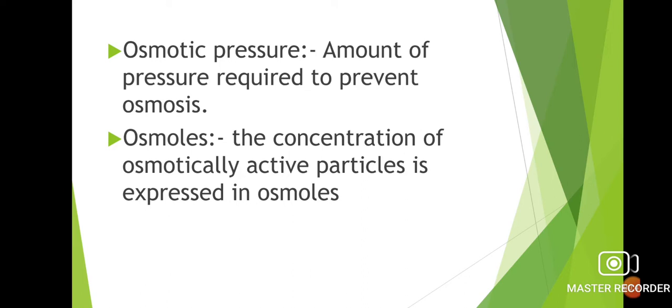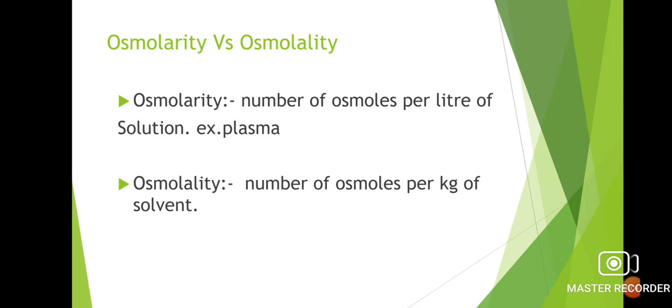expressed in osmoles. The basic difference between osmolarity and osmolality. Osmolarity is the number of osmol per liter of solution. Here the denominator would be the volume of the solution. And osmolality is the number of osmol per kilogram of solvent. Here the denominator will be the weight of the solvent.